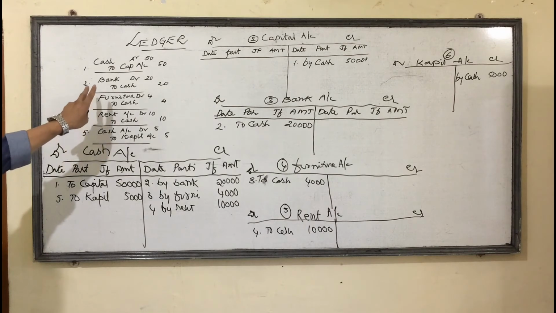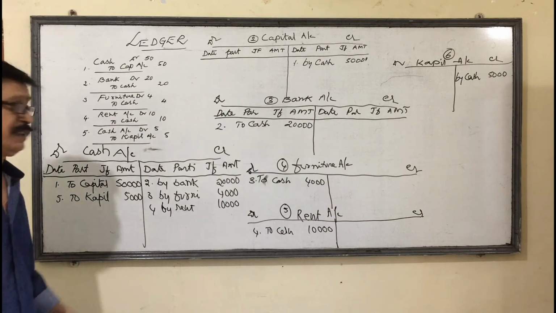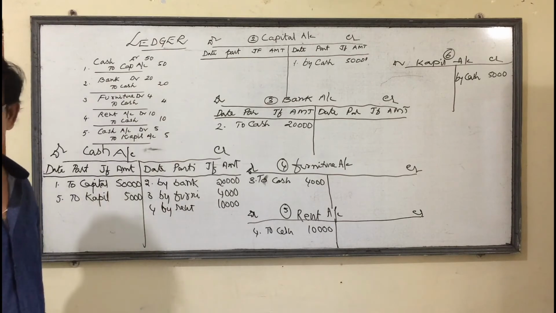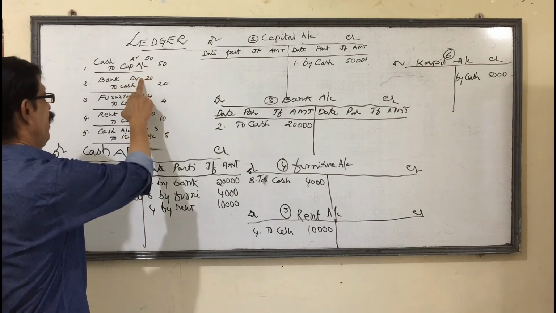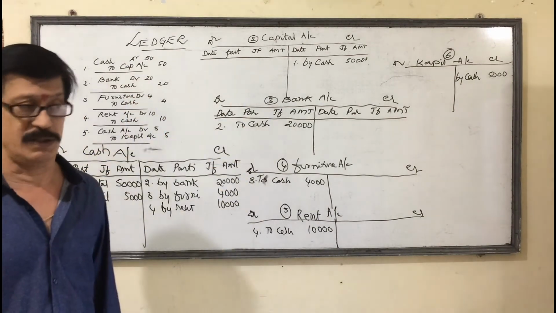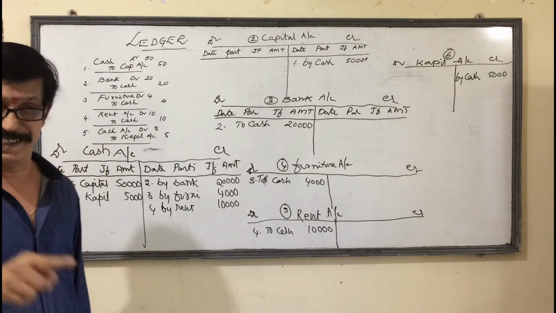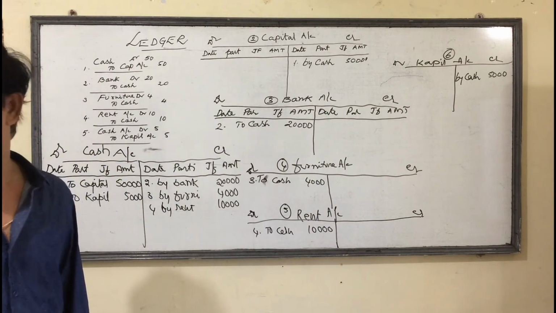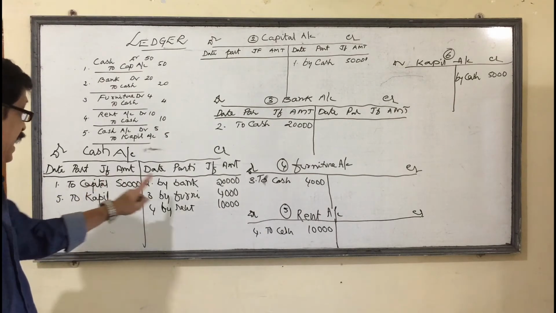Once again, last and final. In the ledger, we have to maintain accounts. Ledger is a book of accounts. For every one aspect, one account is maintained. Cash account, then capital account, bank account, furniture account, like this. We have to maintain all the accounts. Every account is in T shape. Left side is called debit side, right side is called credit side. There are 4 columns on both sides.